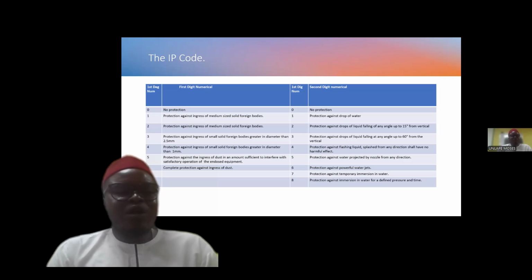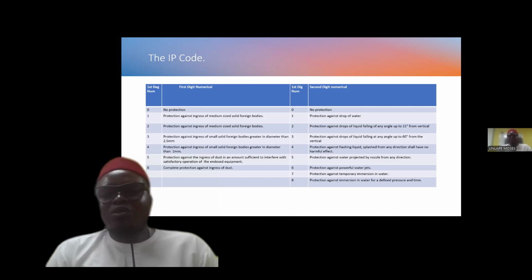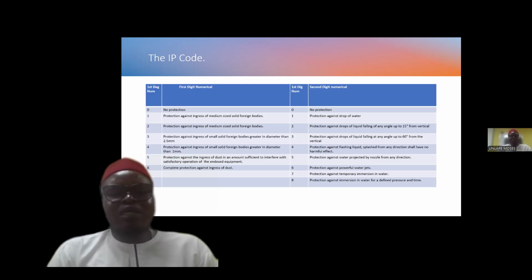So now, if we look at 55, the first digit is protection against ingress of dust in an amount sufficient to interfere with satisfactory operation of the equipment, while the second numerical digit is protection against powerful water jets. That is to say, equipment with that nameplate can be installed in an environment where there is dust during operation, and in an environment where we have water jets from every direction.